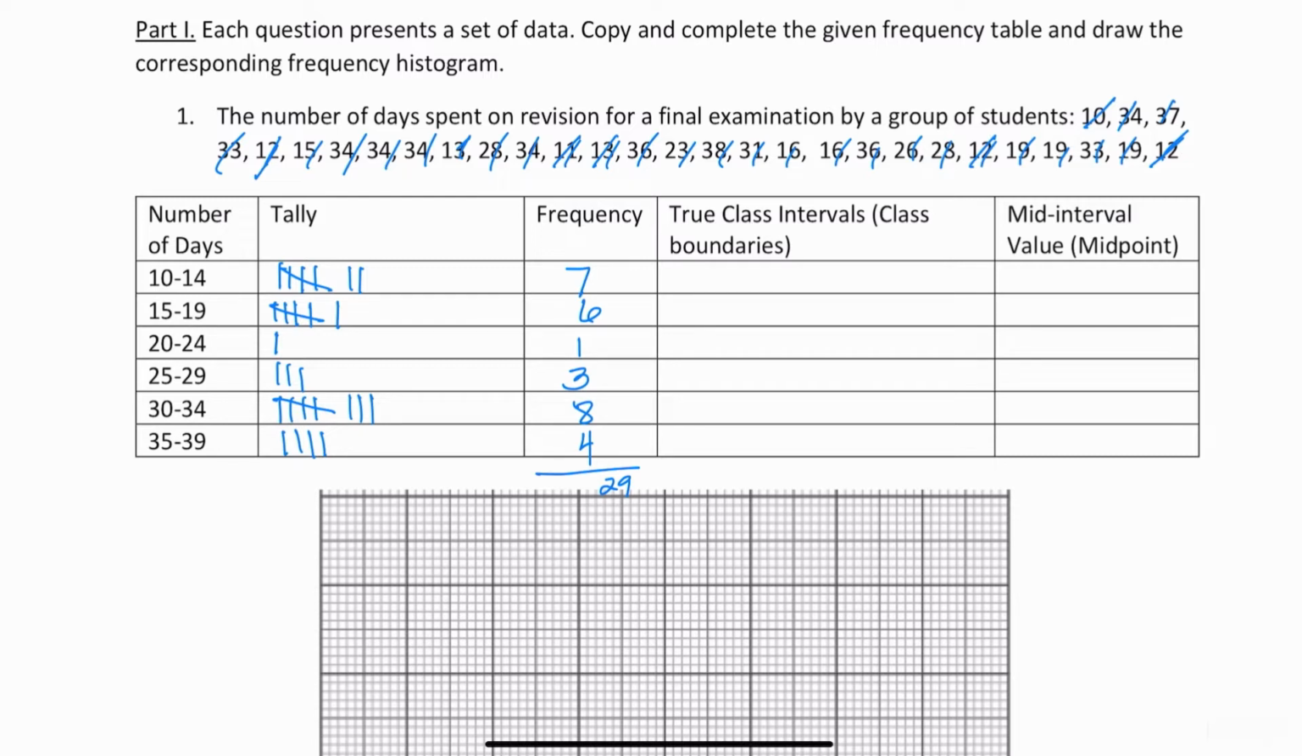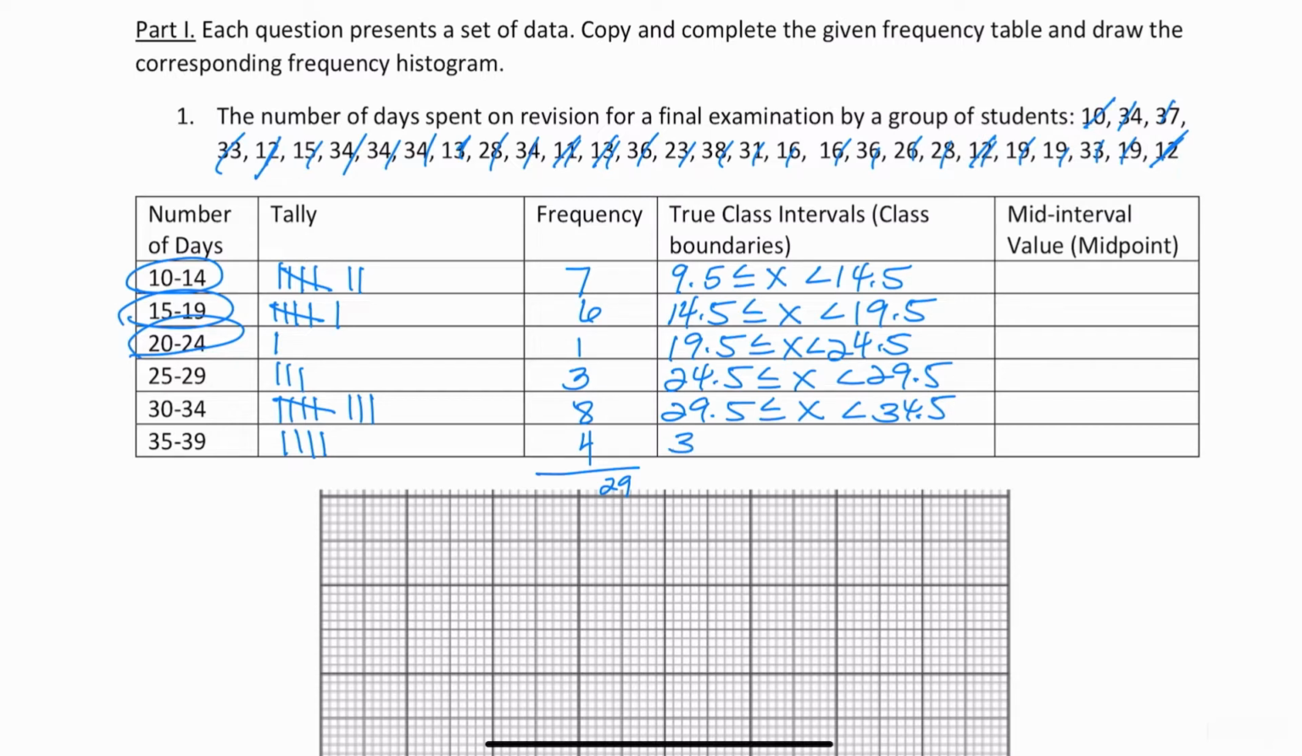To find the true class interval, you're going to take half off the first number, which is the lower bound, and you're going to add half to the upper bound. So the first one, 10 to 14, becomes 9.5 ≤ x < 14.5. The next one becomes 14.5 ≤ x < 19.5. Then 19.5 ≤ x < 24.5. And then 34.5 ≤ x < 39.5.